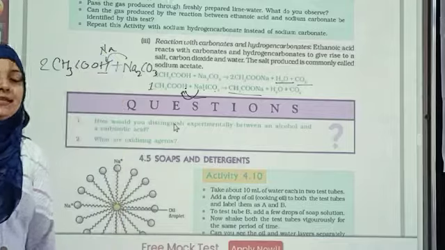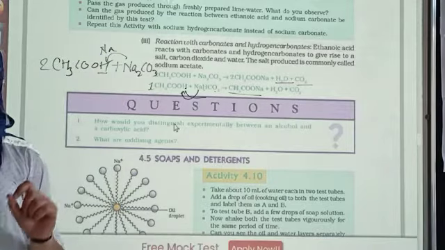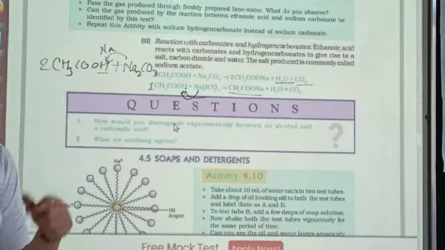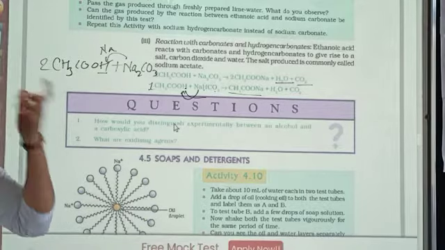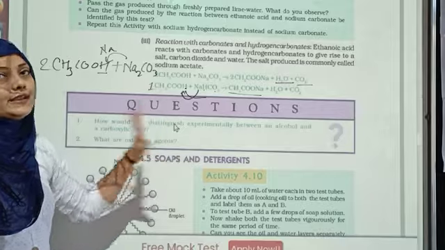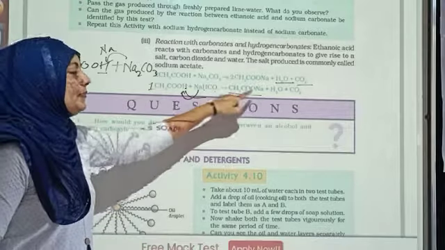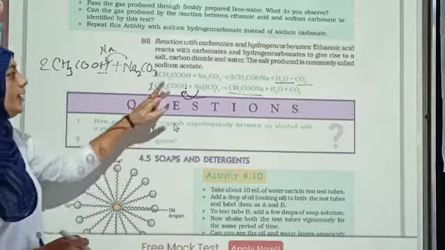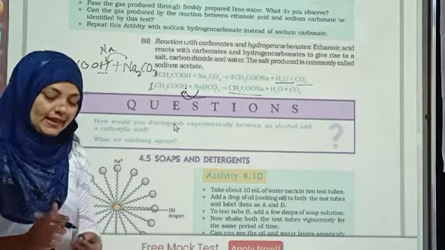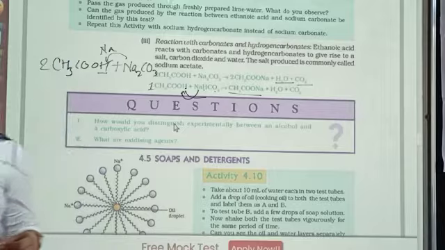So what does it mean? Sodium carbonate and sodium hydrogen carbonate on reaction with ethanoic acid or acetic acid are going to give you the sodium salt of acetic acid, water and carbon dioxide. These are the 3 products which you are gaining when you react with your acetic acid, or you can say ethanoic acid.